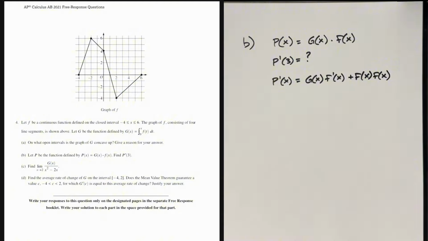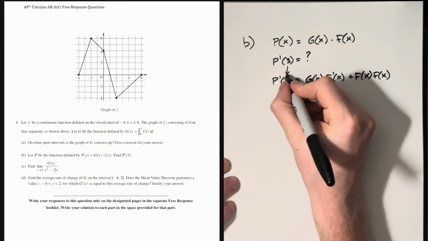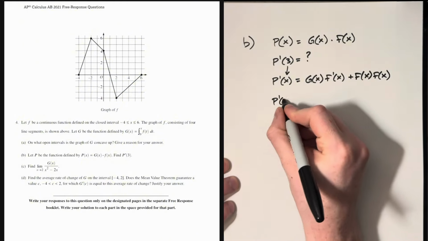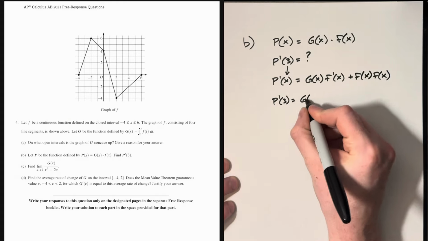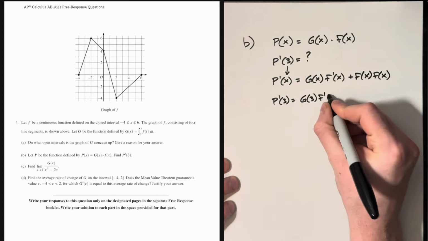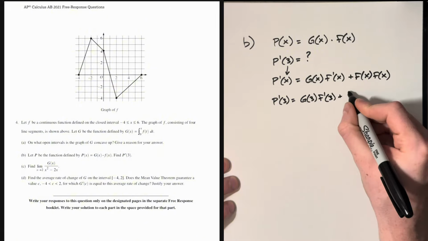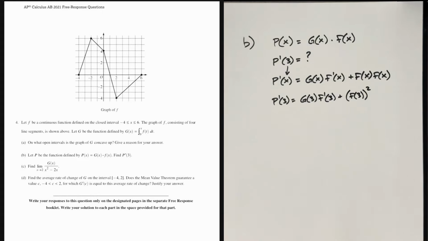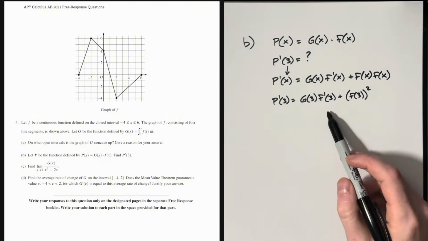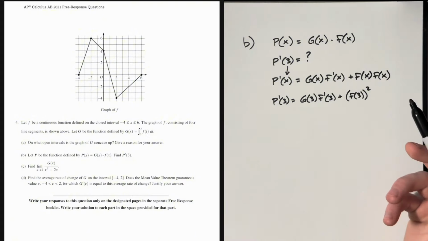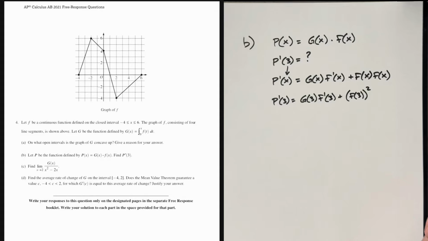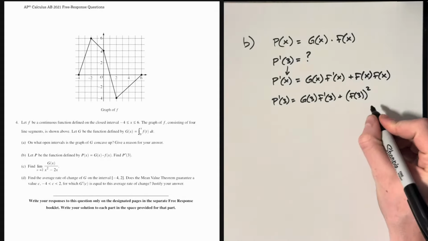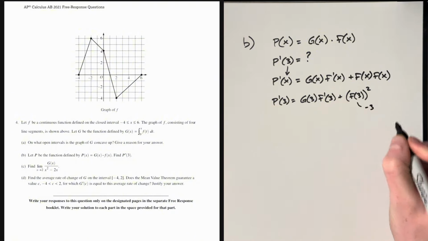f of x. So now I'm going to plug in 3. I'll get P prime of 3 equals g of 3 times f prime of 3 plus f of 3 squared, because it's just f of x times f of x. So let's think about it. I can solve for f prime of 3 and f of 3 really easily. At 3, looking at my graph, f of x is equal to negative 3. So this will be negative 3.